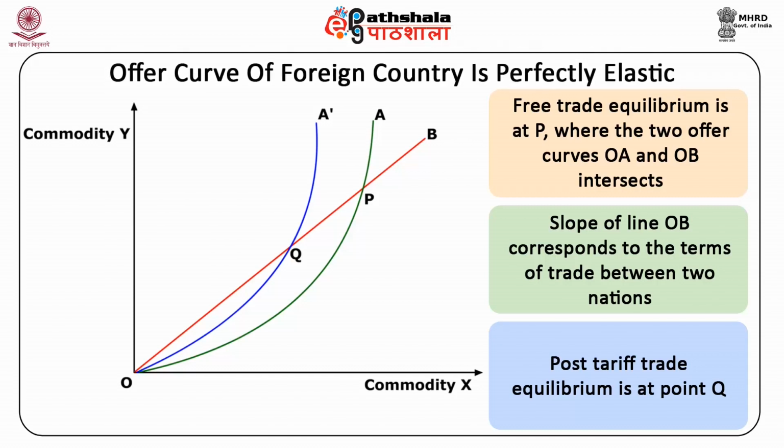There has been no change in the terms of trade as Q and P lie on the same terms of trade line. The only result is the reduced volume of trade. Will tariffs improve the terms of trade or keep them unchanged is explained as follows.